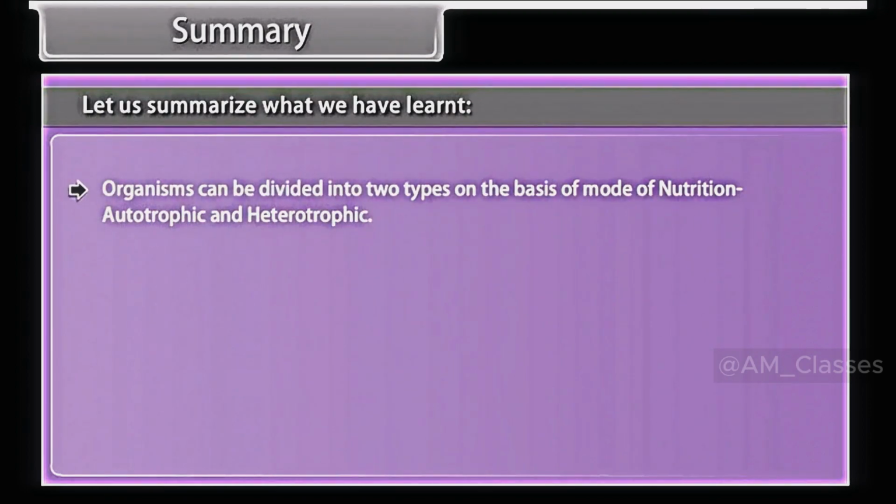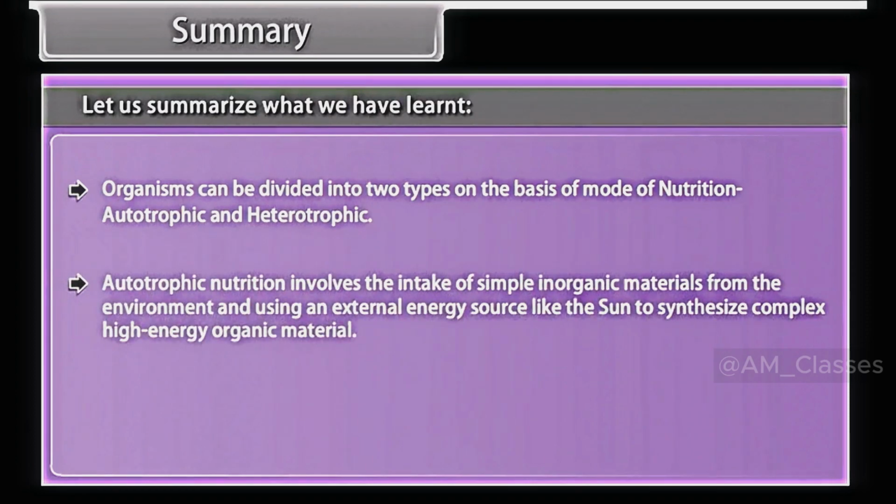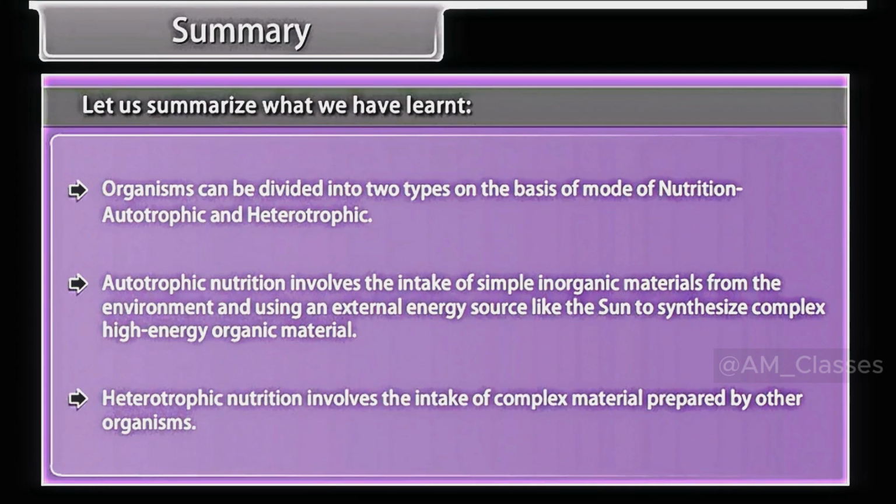Organisms can be divided into two types on the basis of mode of nutrition: autotrophic and heterotrophic. Autotrophic nutrition involves the intake of simple inorganic materials from the environment and using an external energy source like the sun to synthesize complex high-energy organic material. Heterotrophic nutrition involves the intake of complex material prepared by other organisms.